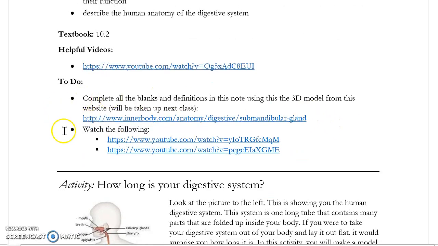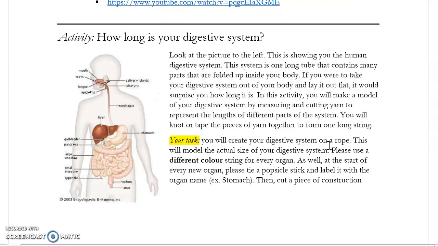There's also the 3D anatomy tour, and you can also watch any of the following videos. They're all posted on Edsby, so even if you can't click the link, you can use the Edsby link.